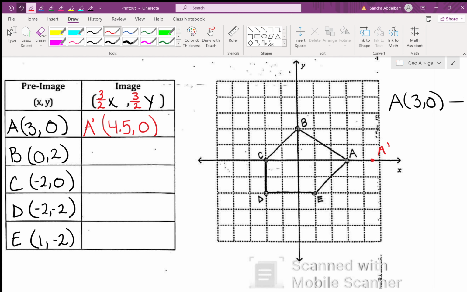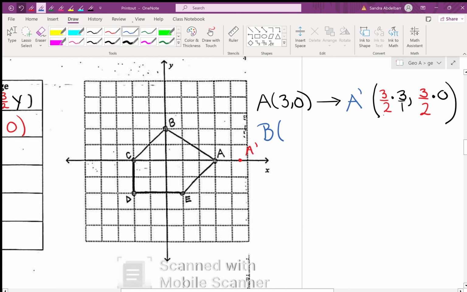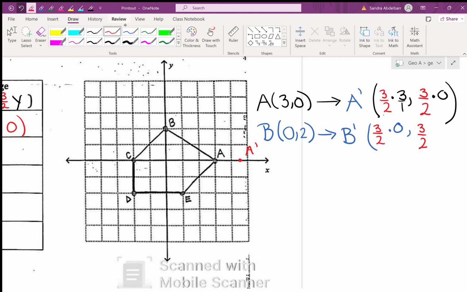Now we're going to do this for all of the other coordinates. So let's now go into B prime. So my coordinates for B are 0, 2. To go from B to B prime, what do I have to multiply by? Connor? 3 over 2. So this is going to be 3 over 2 times 0, comma, 3 over 2 times 2.